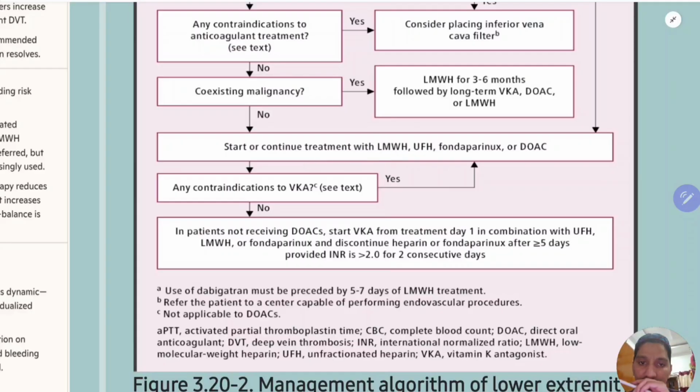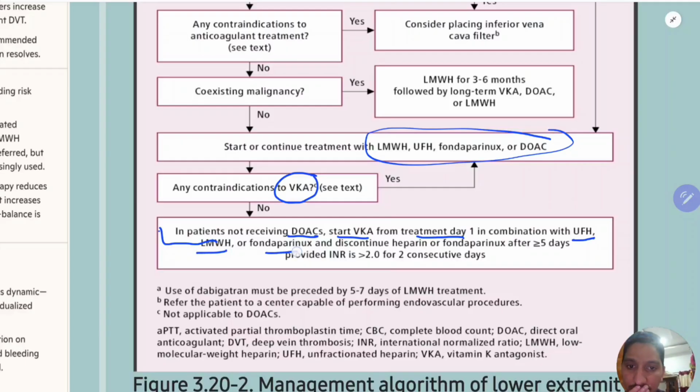Now again, you will ask whether there are any contraindications to vitamin K agonist. If yes, then you will continue with these only. If there are no contraindications, in patients not receiving DOACs, start vitamin K agonist from treatment day 1 in combination with unfractionated heparin, low molecular weight heparin, or fondaparinux, and discontinue heparin or fondaparinux after at least 5 days, provided INR is more than 2 for 2 consecutive days. It should be between 2 to 3 INR.